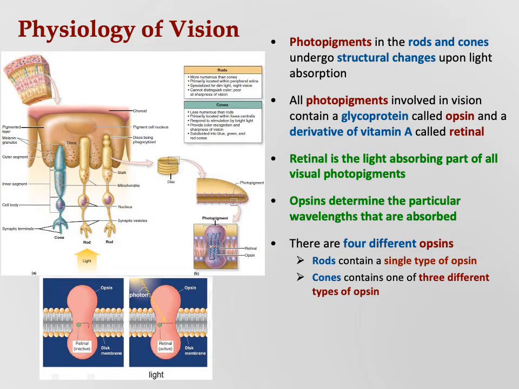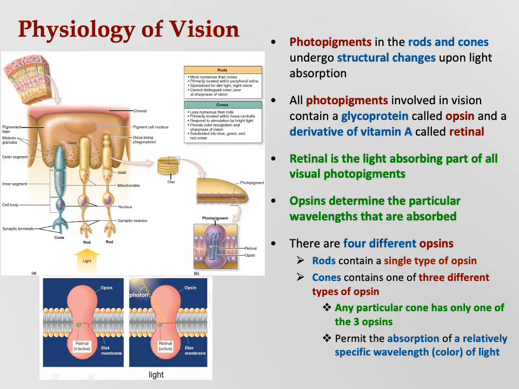Cones have one of 3 different kinds of opsins. So any particular cone has only one of the 3. And each one permits only a relatively specific wavelength or color of light to be seen. So what's going on here then is we have 3 kinds of opsins, and therefore we have 3 kinds of cones, because each cone has only one. And each cone specializes in a certain range of color.